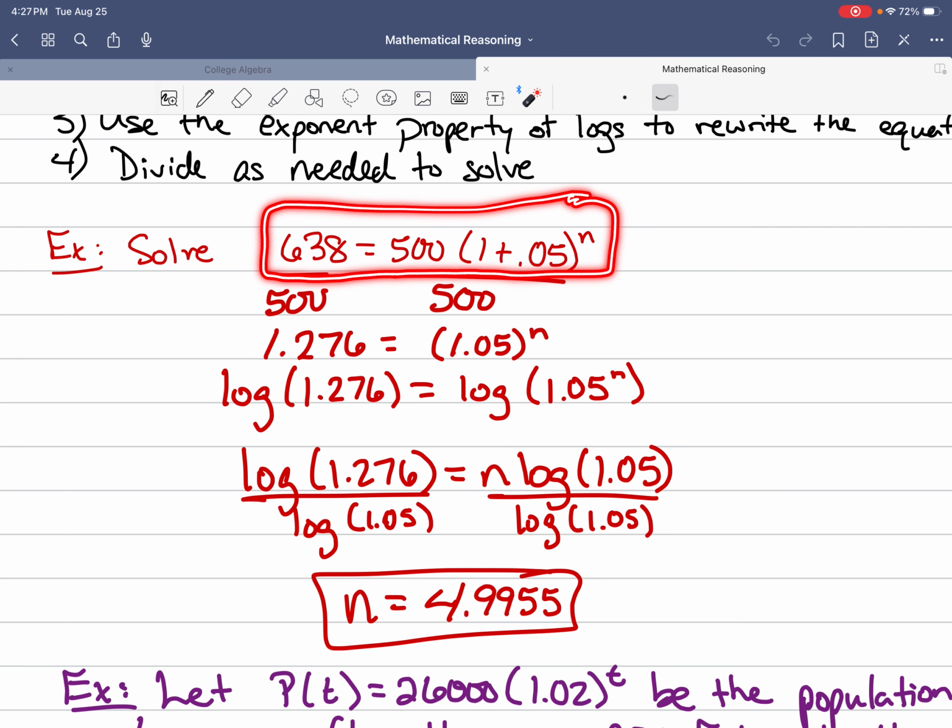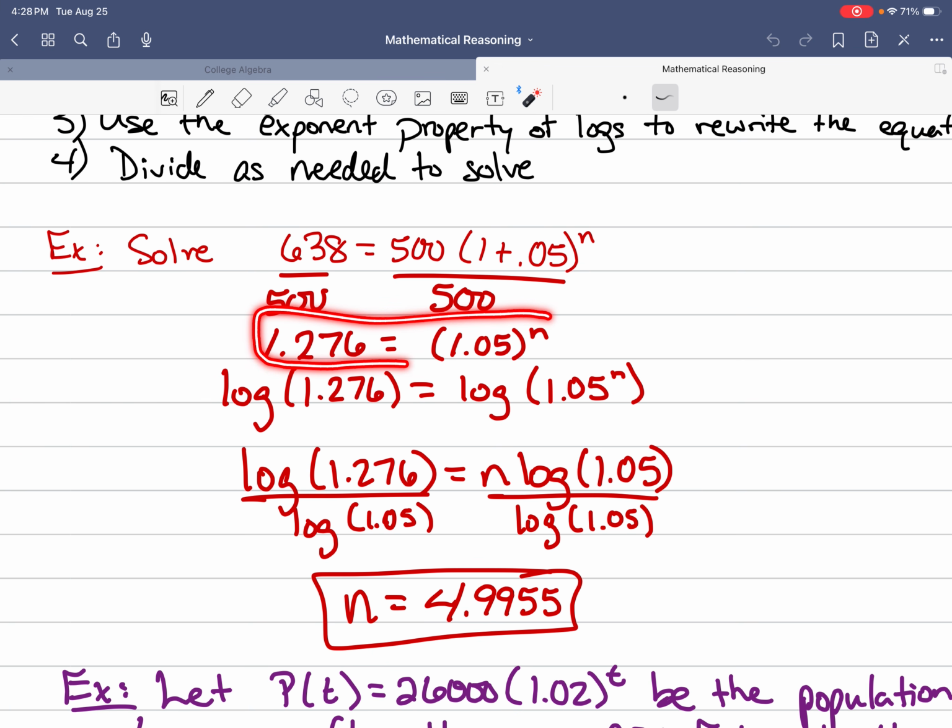638 equals 500, parentheses, 1 plus 0.05 to the power of n. First off, you want to get the stuff in parentheses with the exponent by itself first. So we want to focus on this here. We want that by itself. In order to do so, we have to get rid of the 500. So that's why we divide by 500 on both sides. Cancels out. 638 divided by 500 gives you 1.276. That equals 1.05 to the power of n. We got 1.05 because we did 1 plus 0.05.